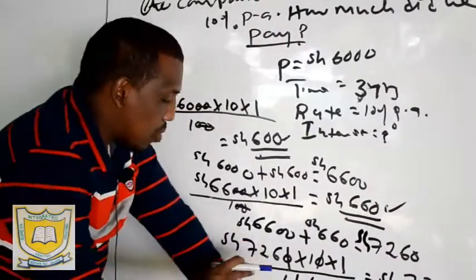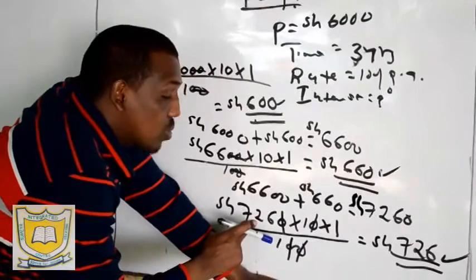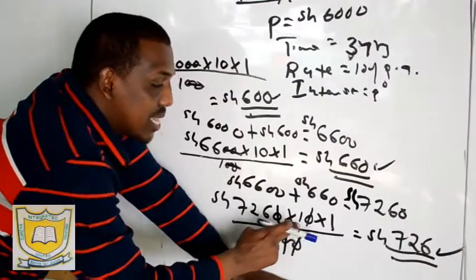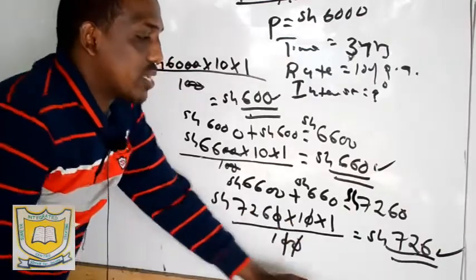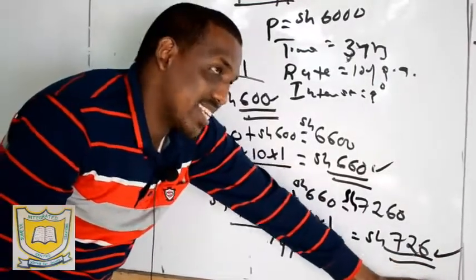So let's come here now. Principal, which is 7,260, times rate, which is 10, times 1 over 100. You cancel. You say 726 times 1, you will get 726. That is the interest of the third year.